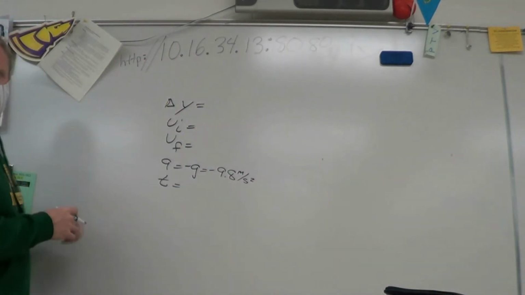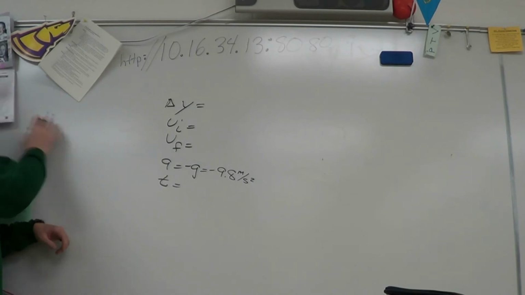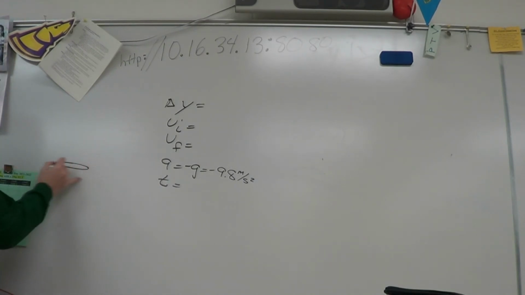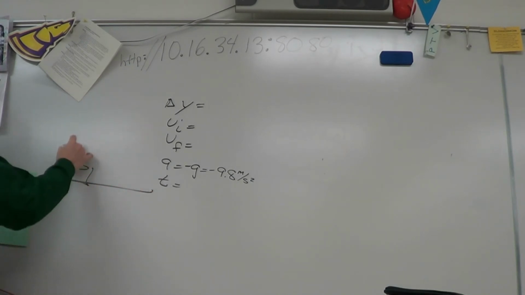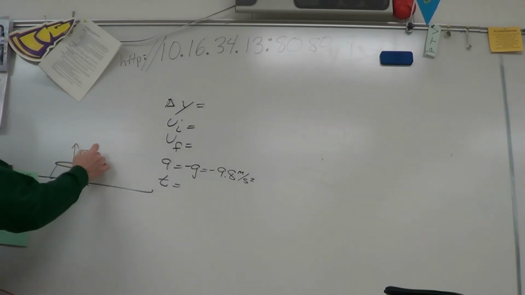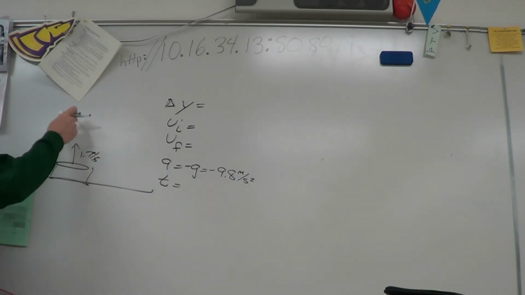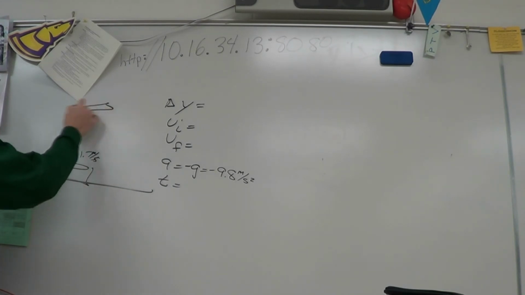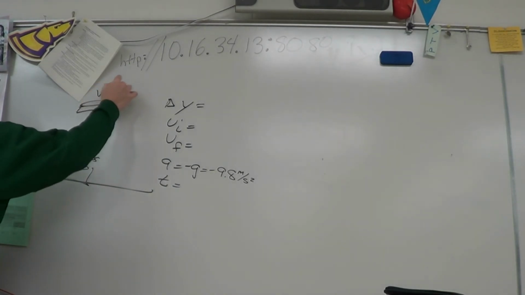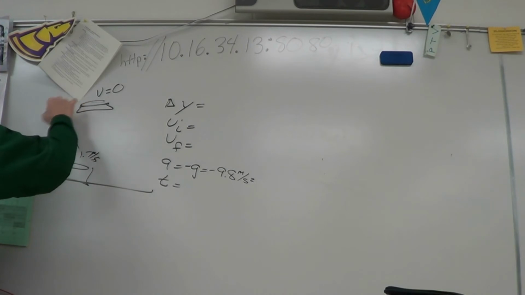I'm going to draw my picture over here. So here's my amazing picture. There's my hockey puck. Here's my table. It pops out of the table at 1.7 meters per second. It goes up, and up, and up, and then at maximum height, the velocity is 0.